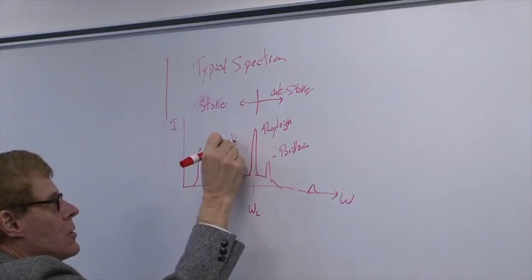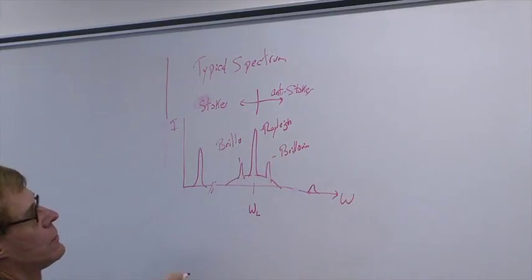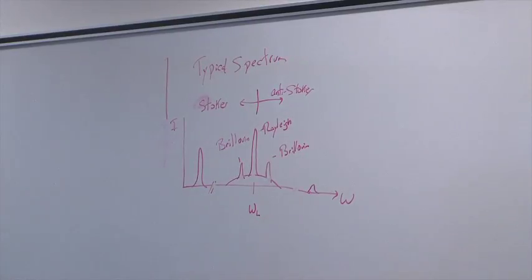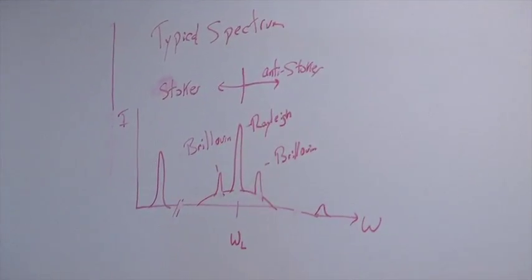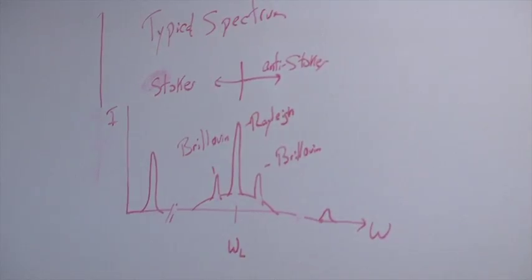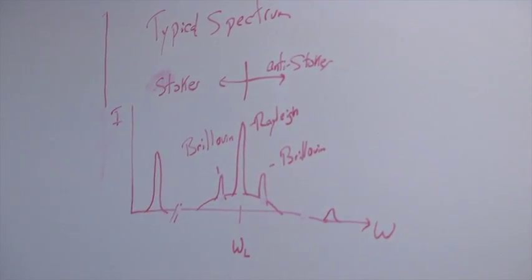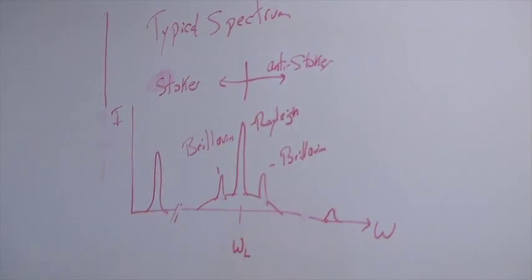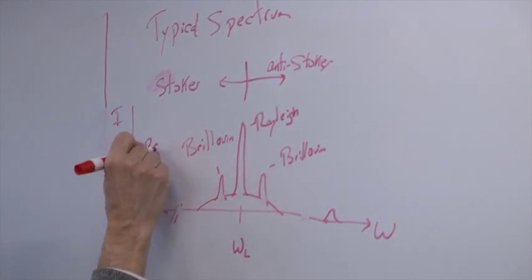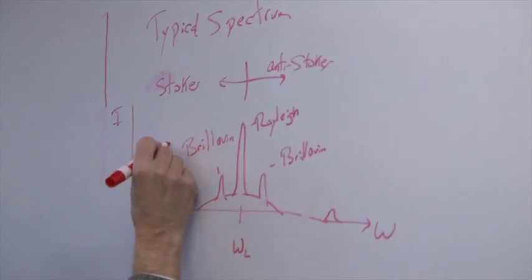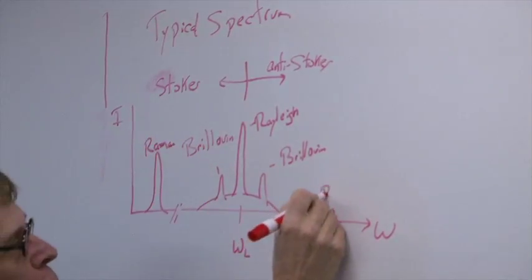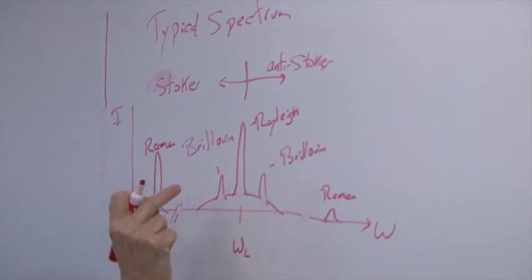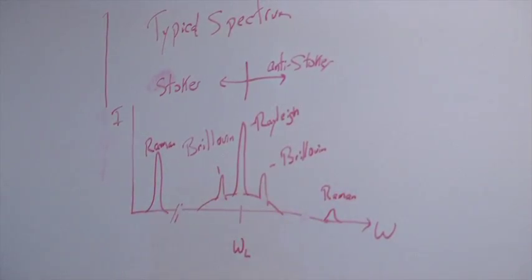This is also called Brillouin. Quebecois would say Brillouin. Okay. And then this would be Raman. And when it's present at all, this would be the Raman Stokes, and this would be the Raman anti-Stokes.